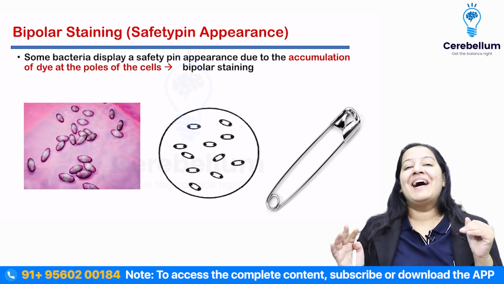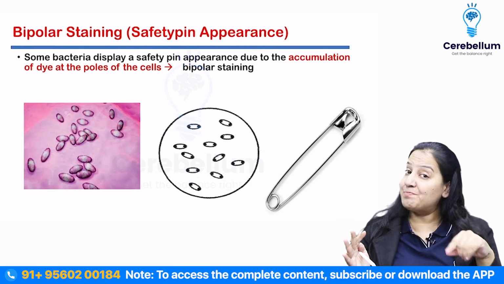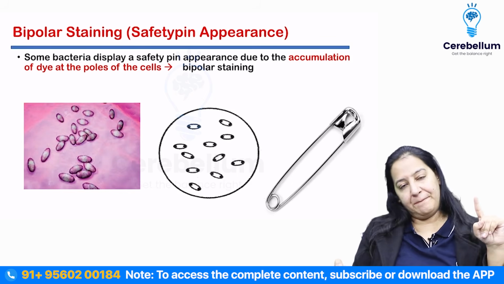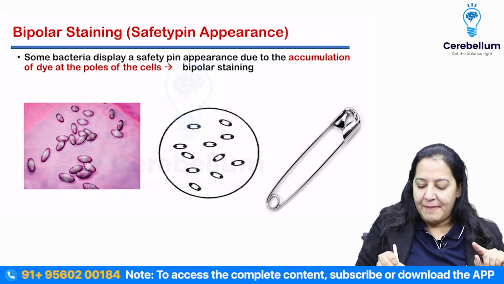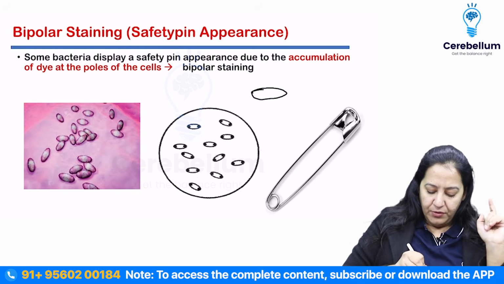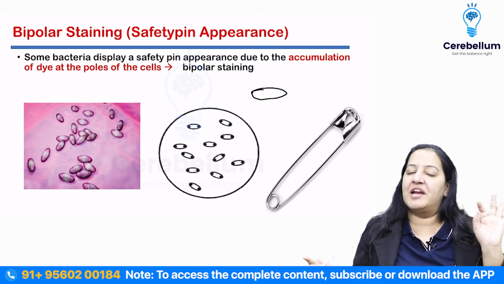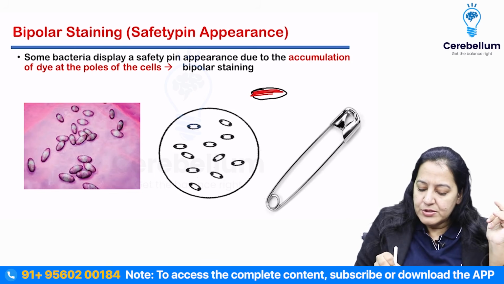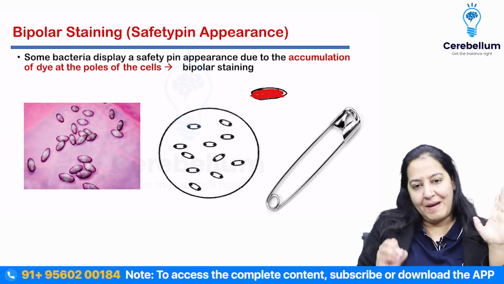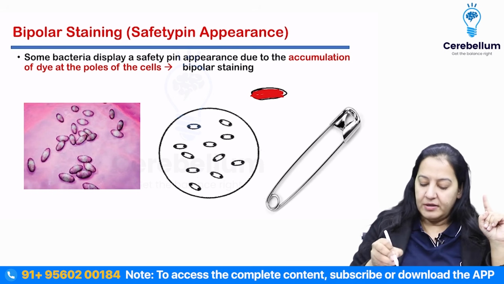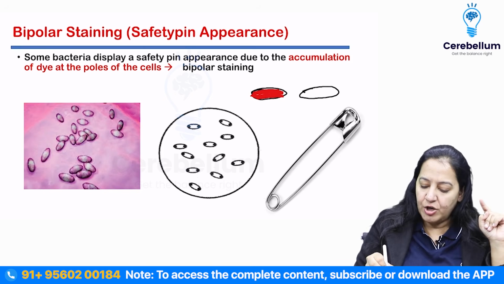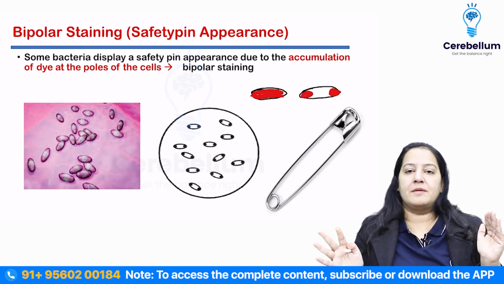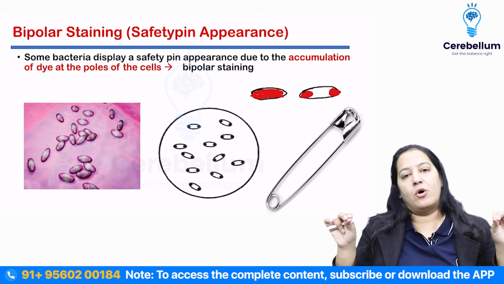Now, in the end, I would like to add a note on a special stain, which is known as bipolar staining. What is bipolar staining? Imagine this is a bacteria. When you stain this bacteria, any stain, it can be Gram stain, acid fast stain, Albert stain, simple stain, usually the stain distributes uniformly throughout the bacteria. That is the normal staining pattern. But there are certain bacteria which accumulate the stains at the ends, at the poles.